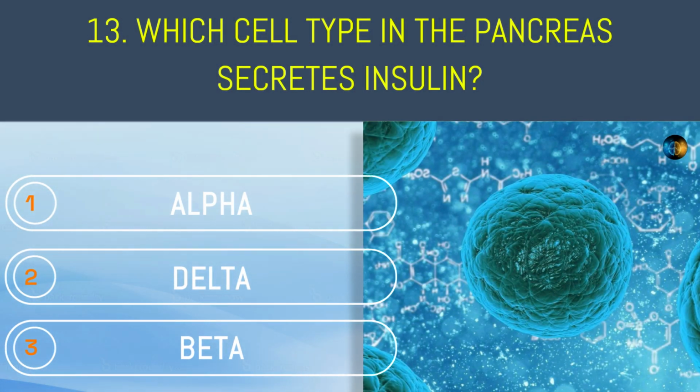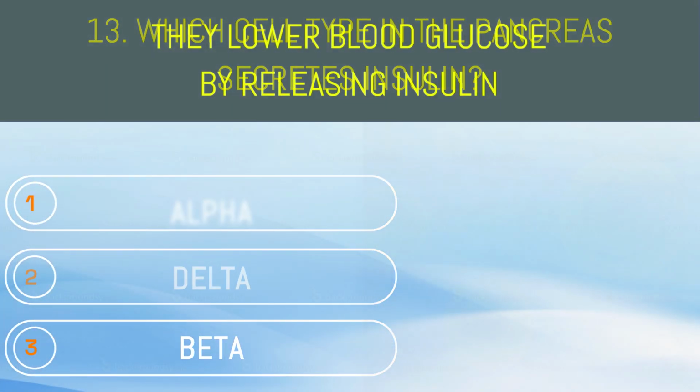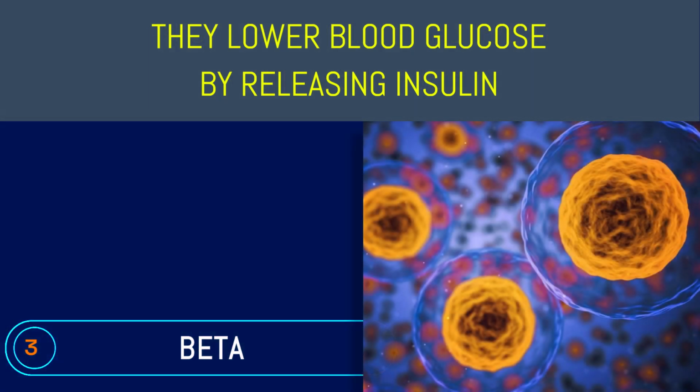Which cell type in the pancreas secretes insulin? Alpha, delta, or beta? Beta. They lower blood glucose by releasing insulin.